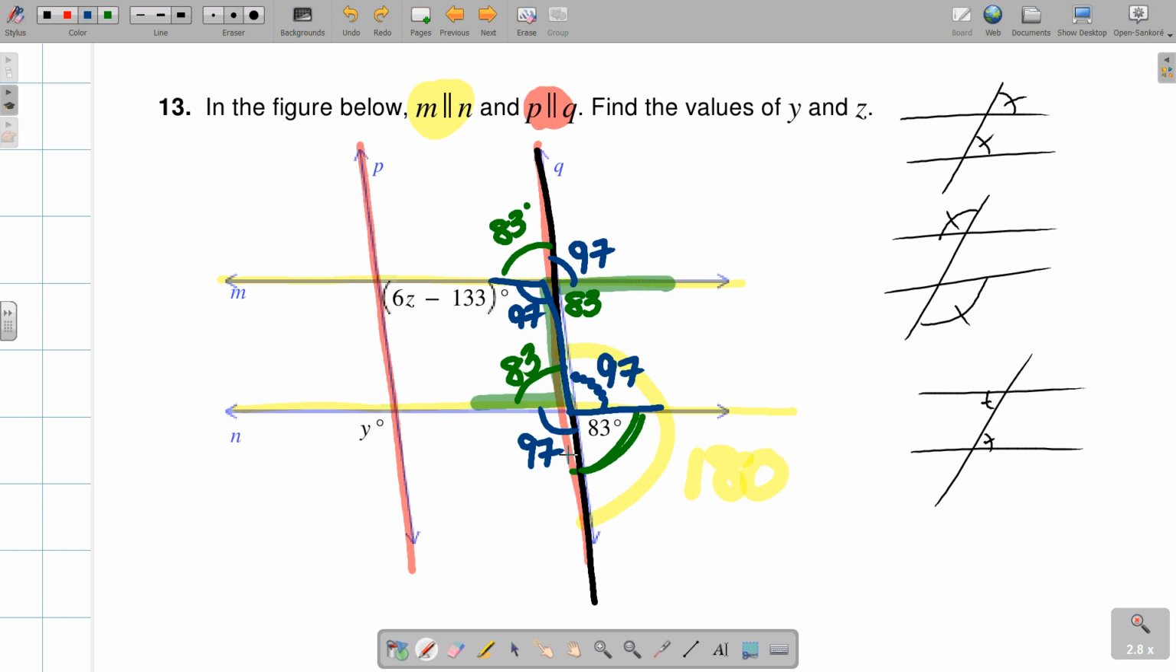Now, take a look at the red ones. That 83 right here, going with the red parallel lines, is exactly the same thing as this angle right there, which is also the same angle as the armpits of the Z. So now I can solve for my variable. So I know 6Z minus 133 has to equal 83. Go ahead, let's do our math.